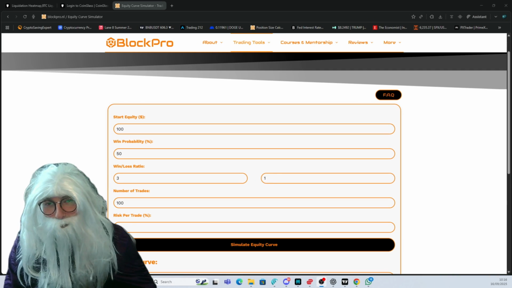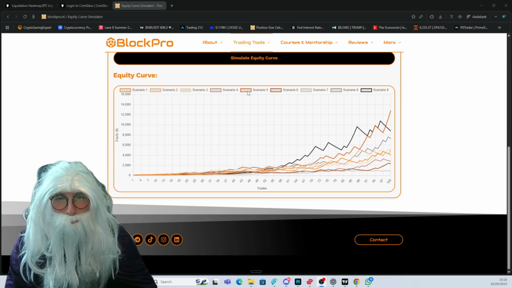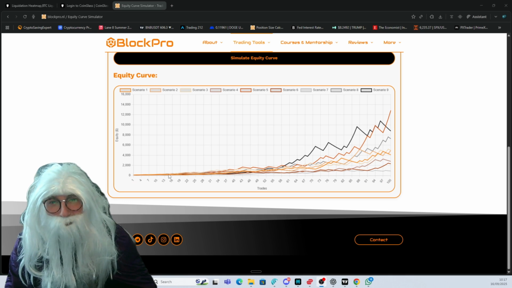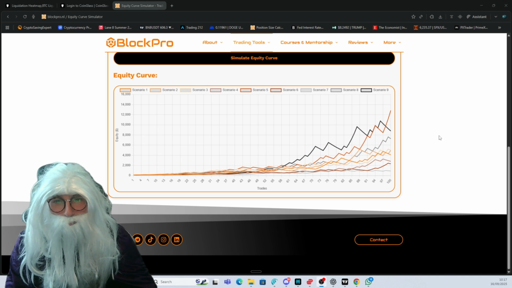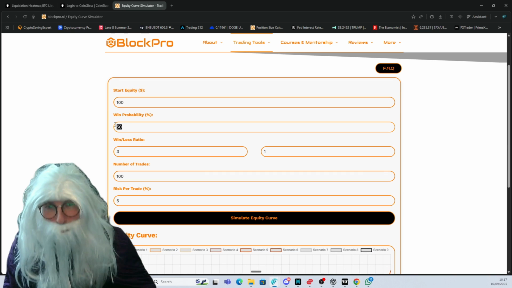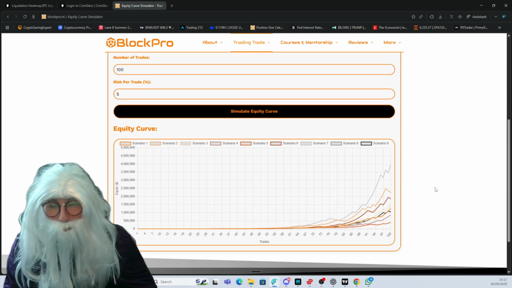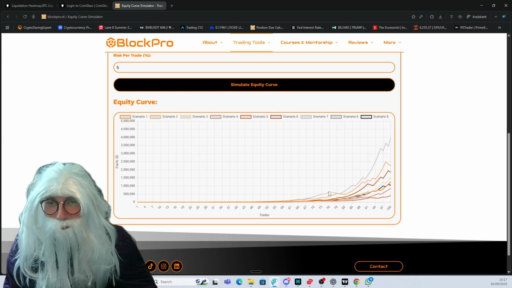And if we look here at some of the modeling on this equity curve simulator, we can see that we could potentially run this up into the hundreds of thousands, if not into the millions. So the real question is, how high can we go?